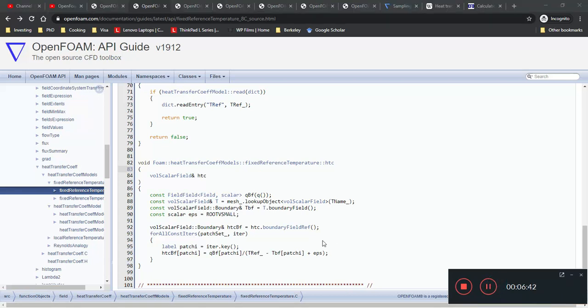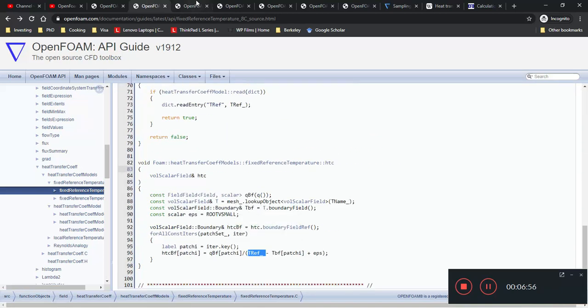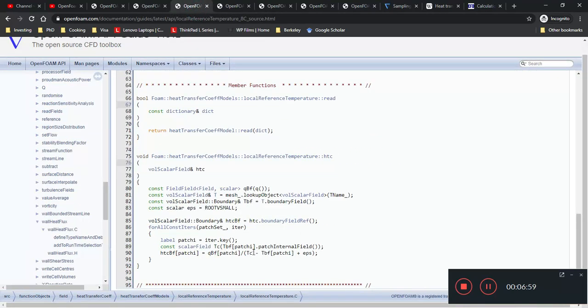So anyway, we have a TBF patch I and a T reference. T reference is whatever temperature you key in. And if you take a look at the difference between this and the local model, you can see that this one is TC. Okay, TC. And then we have TBF patch I. What is TBF patch I?